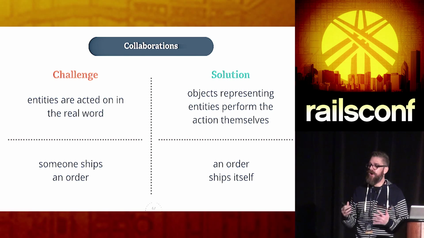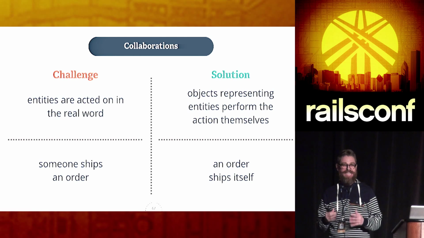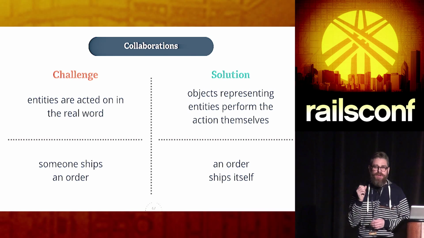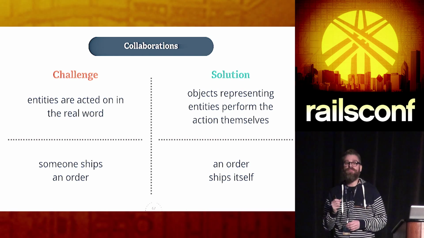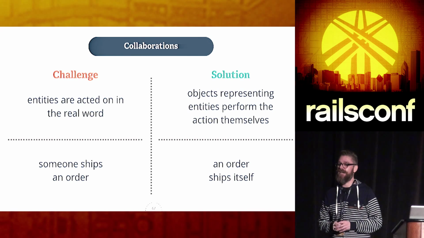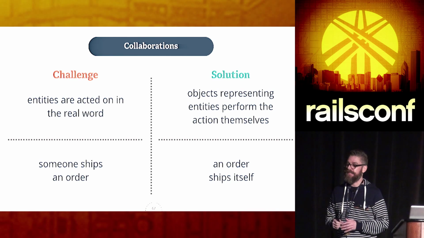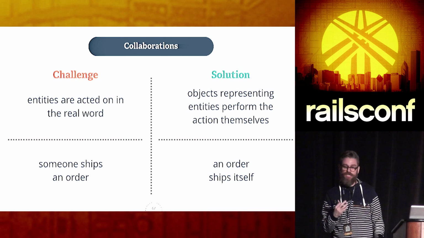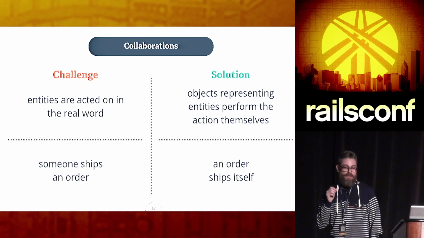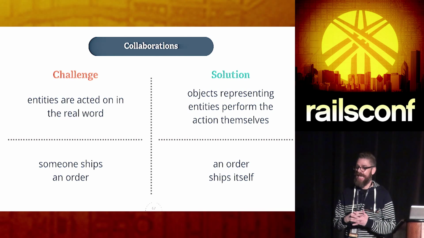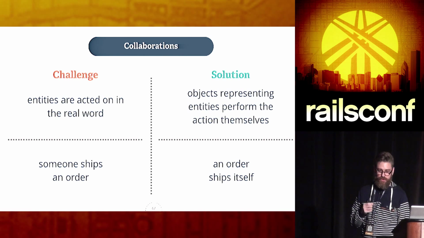So our challenge when we're object modeling is that in the real world, entities are acted upon. Someone ships an order. But when we're object modeling, objects that represent those real-world entities perform the actions themselves. So an order will ship itself. The reason for that is that all the information needed to act on that object is inside of that object. So let that object do the work.